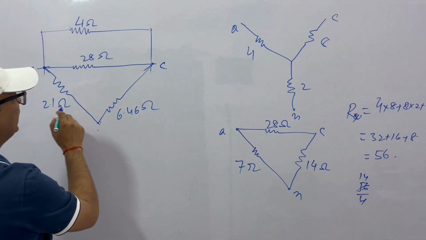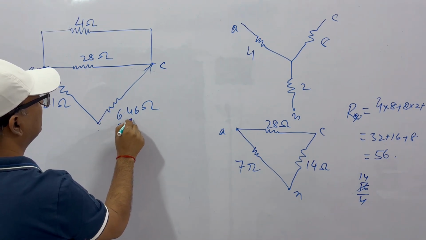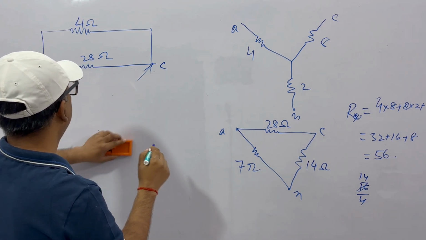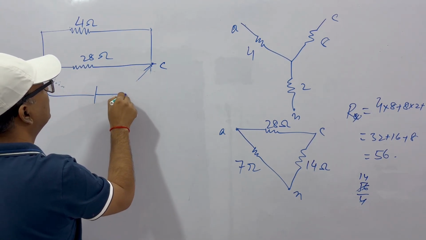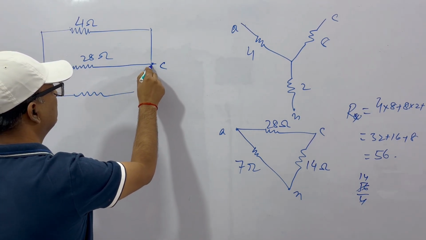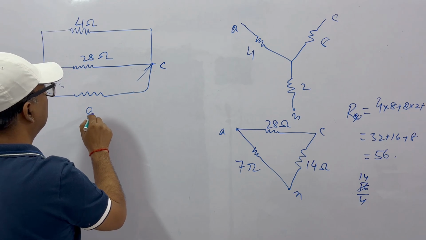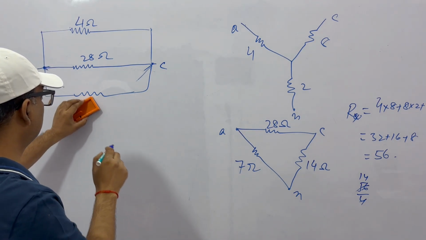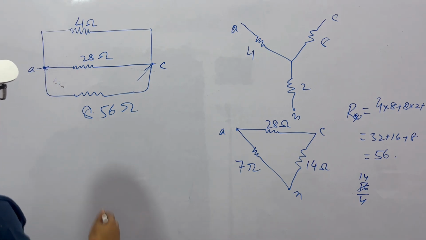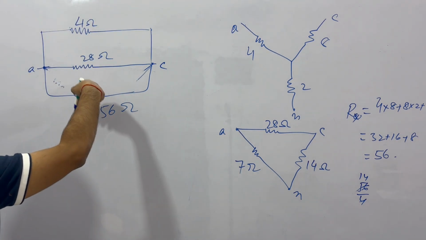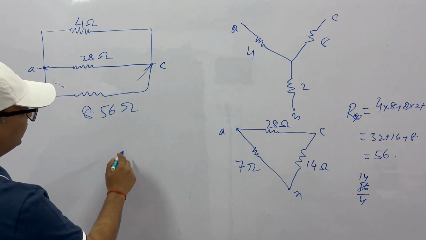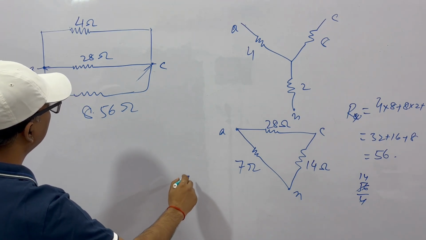Now these two are in series. So what do we have? 2.1 plus 6.46, which is 8.56. So this can be replaced by an equivalent resistor of 8.56 ohms. Now these three are in parallel. So what can be the result? That is 1 by 8.56 plus 1 by 28, 1 by 4.